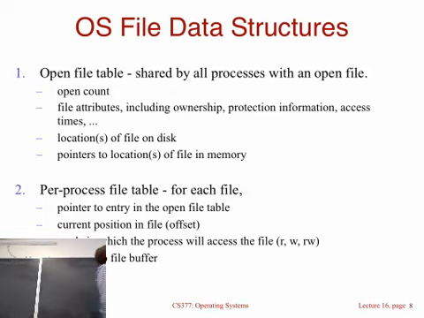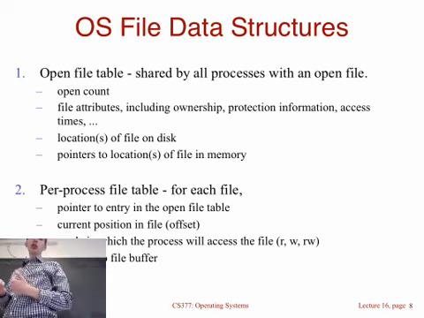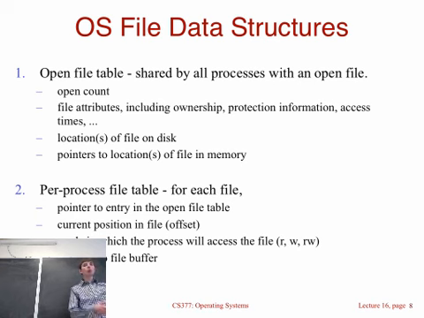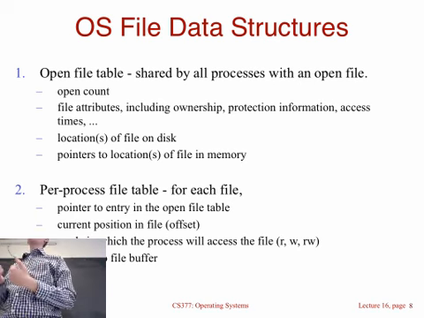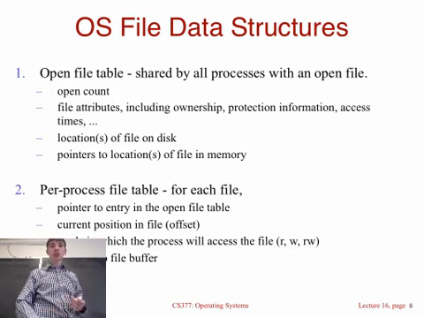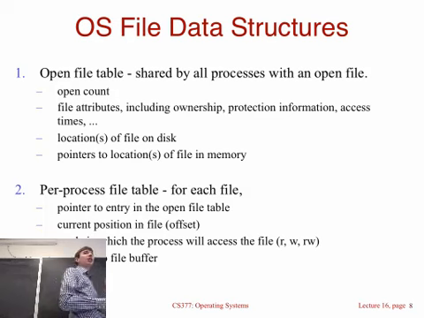So then, other things that are going to be stored in the open file table are things like the attributes of the file, who owns it, where the file is located on disk, and also, we won't talk about this too much today, but the OS is often caching files in memory. So you'll also store a reference to where the file is actually sitting in memory. So that's the first main data structure, this global open file table.